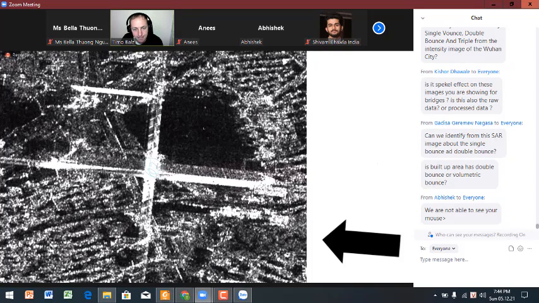You see, there's a small lake here in front of the building. So the signal comes, hits the lake, hits the building, and the building is directly perpendicular to our looking direction. And it's a very high building. So we get a very, very strong signal.